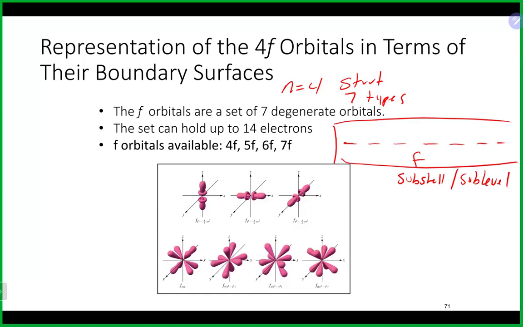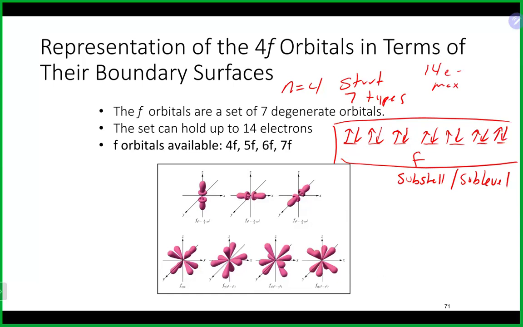And obviously, if we have 7 individual f orbitals, each one could hold 2. That is a maximum of 14 electrons if you filled it completely up. And again, 1, 2, 3, 4, 5, 6, 7, 8, 9, 10, 11, 12, 13, and 14 if you filled it up. They do not begin until the 4th energy level.